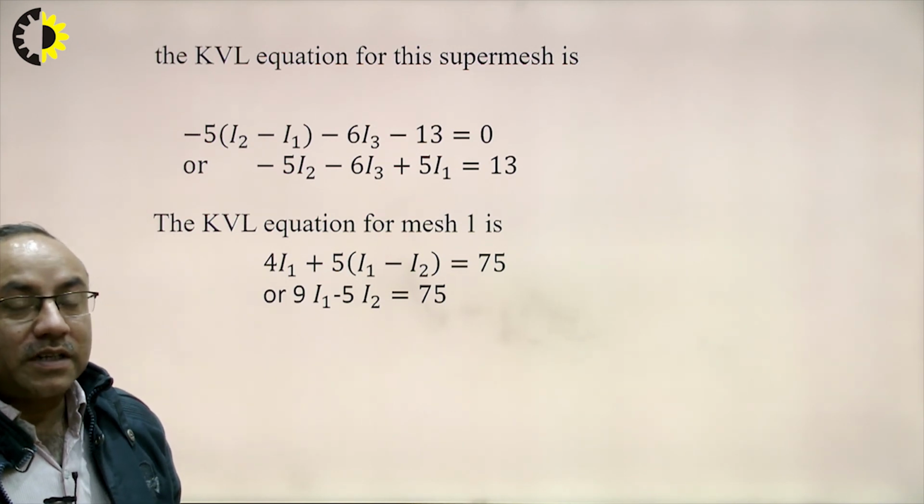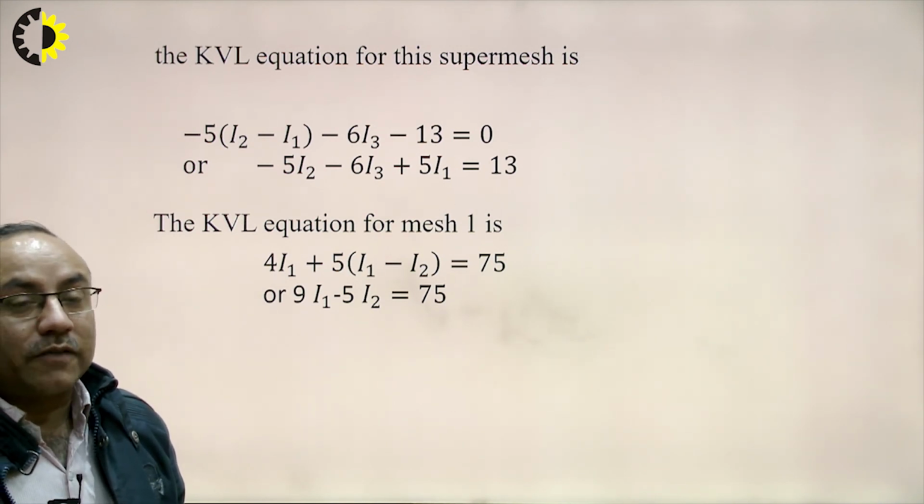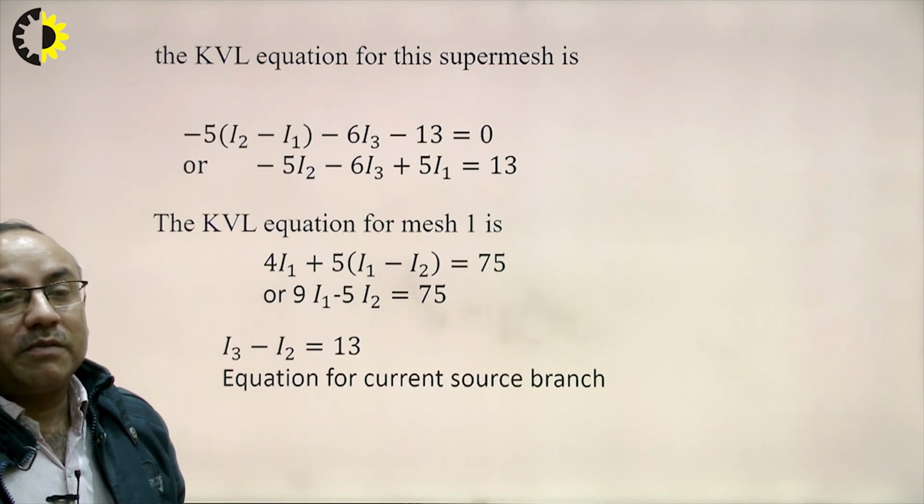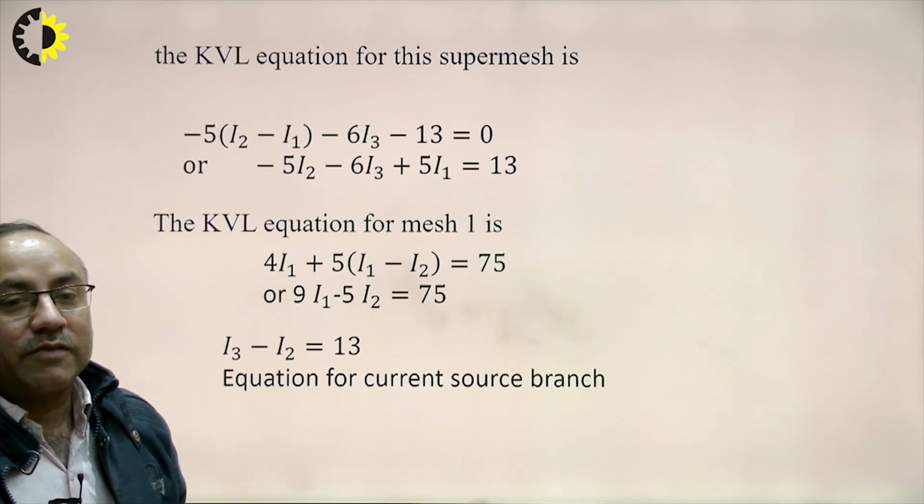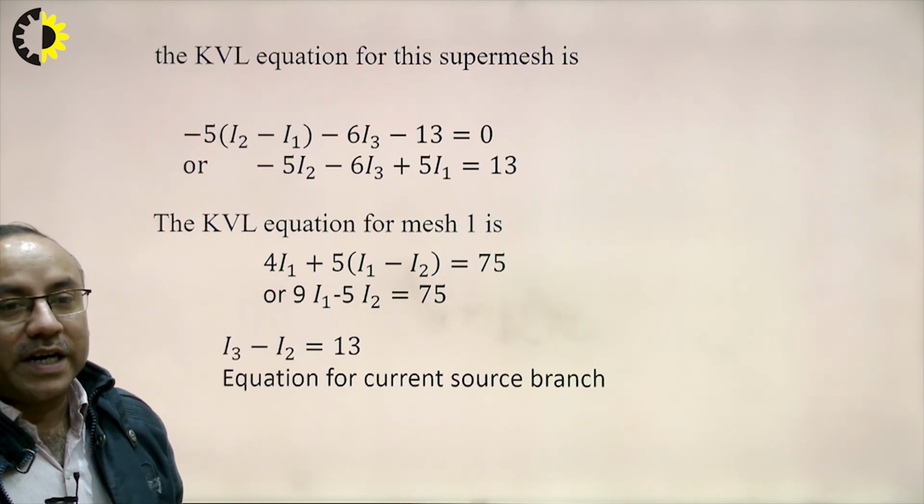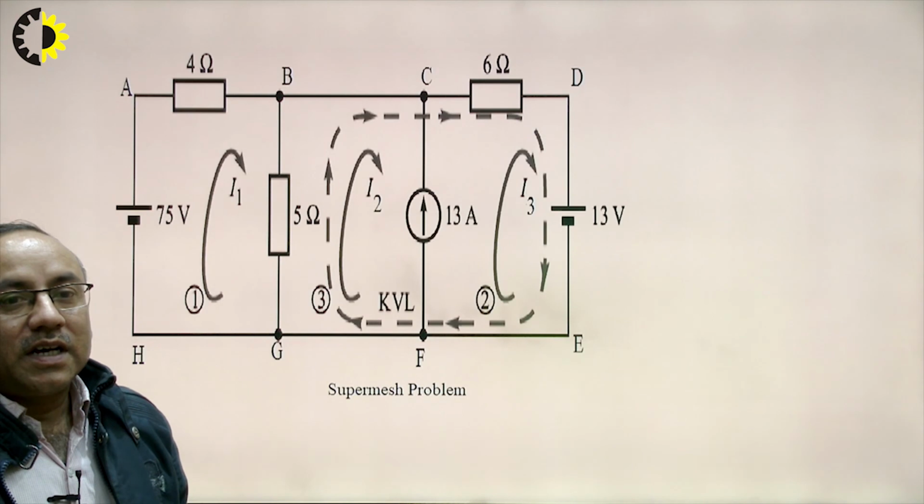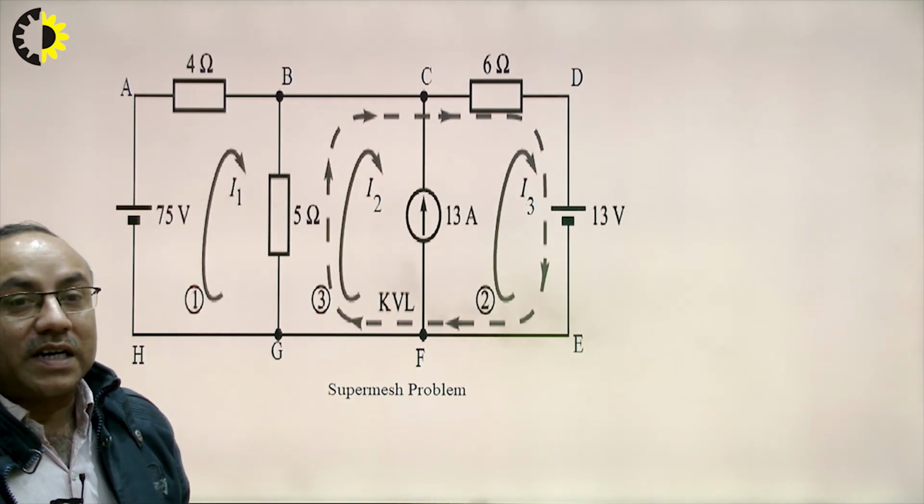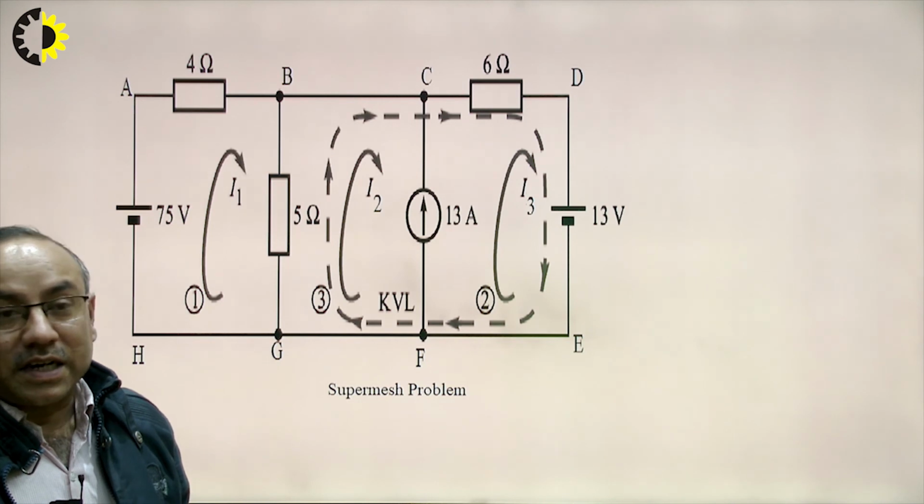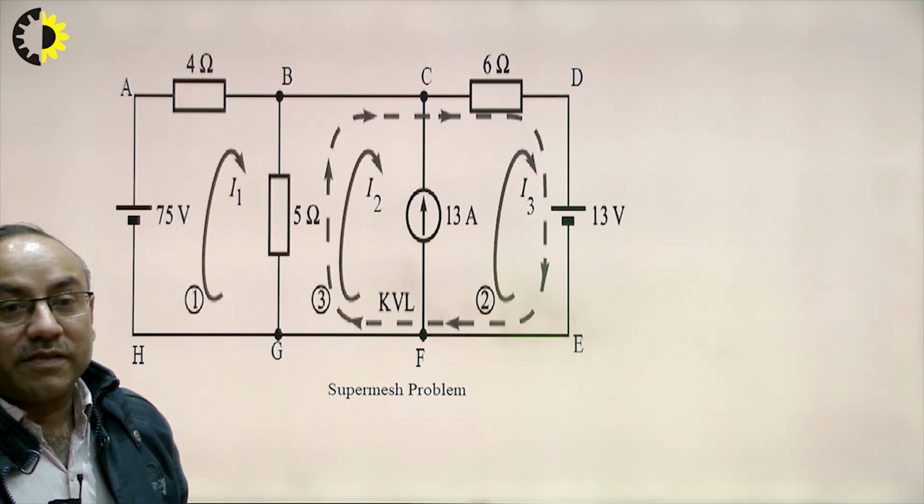Now, the third equation is written for the current source of 13 ampere, and it is given by I3 minus I2 equal to 13. This is the equation for the current source branch. How do we write it? We can see it in the previous circuit. This 13 ampere current is going in the upward direction in branch CF, that means this current is going from point F to point C.